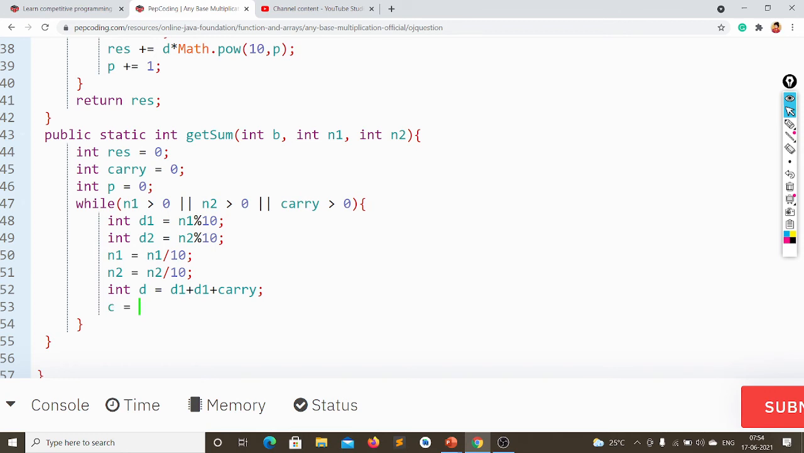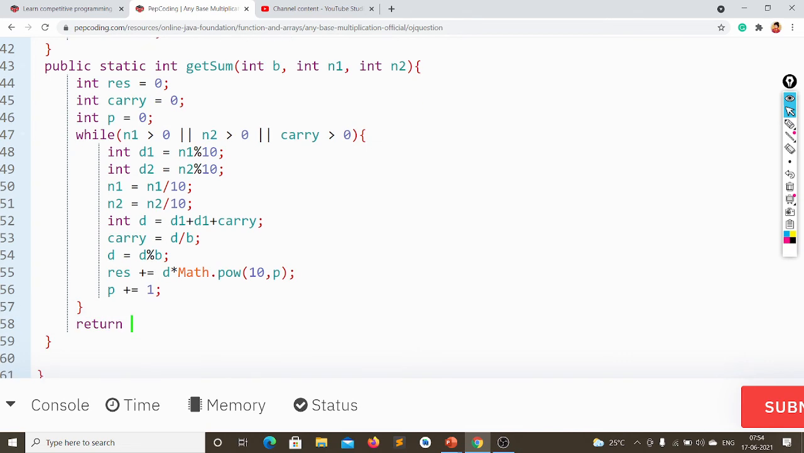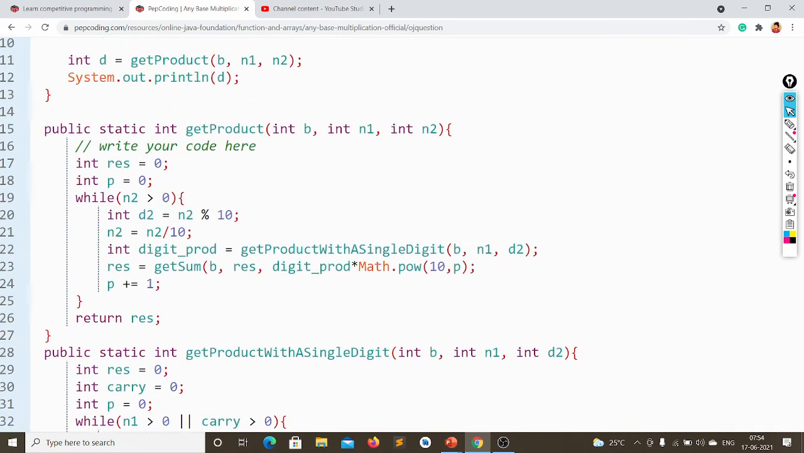My c will be d by b. What is c? c is nothing but carry. Okay, and my d will be d modulo division b. Okay, my result plus is equal to d into math dot power of 10 comma p. I'm incrementing p by 1. Okay, returning result. So that's it about what I wrote.